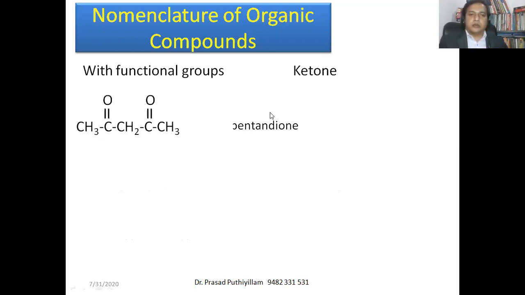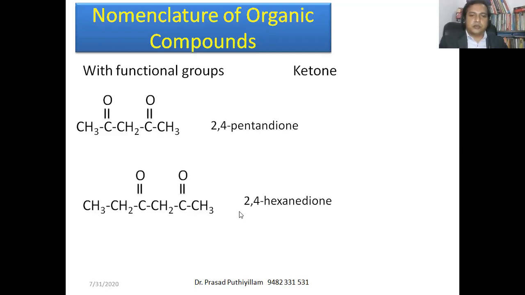Here we have 2 ketone groups, that is, the same functional group came twice. The second carbon atom and the fourth carbon atom have a ketone functional group, and it occurs 2 times. Therefore, di-one is added. Therefore it is 2,4-pentanedione. In that, -one means ketone group, so it is dione. Like that, this is 2,4-hexanedione.